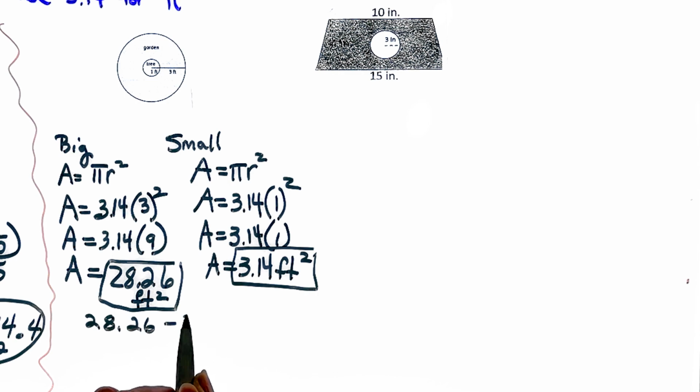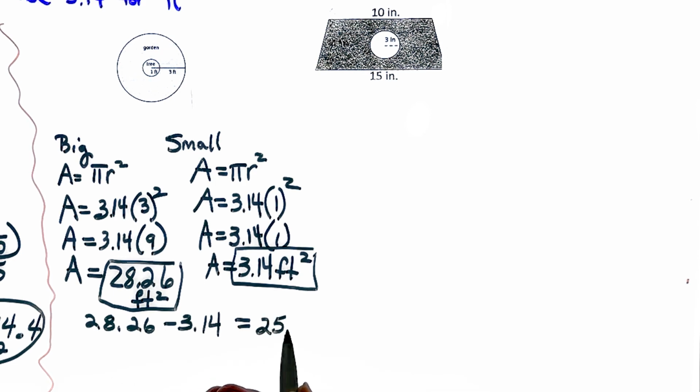So as we're looking at this problem, all we have to do now is a little subtraction problem. And with that little subtraction problem, I end up getting 25 and 12 hundredths. But remember, we want to round our answer to the nearest tenth. So the answer is 25.1, and again, feet squared.